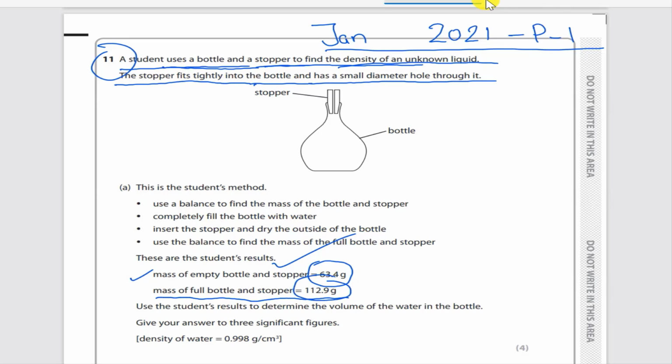Use the student's results to determine the volume of the water in the bottle. Give your answer to three significant figures. Density of water is 0.998 gram per centimeter cube.